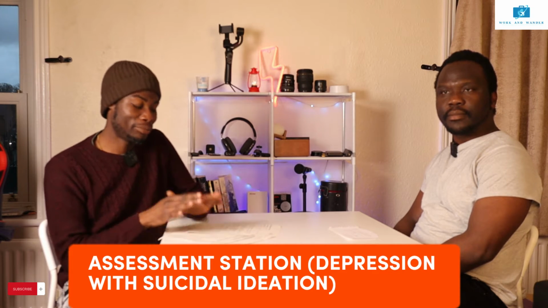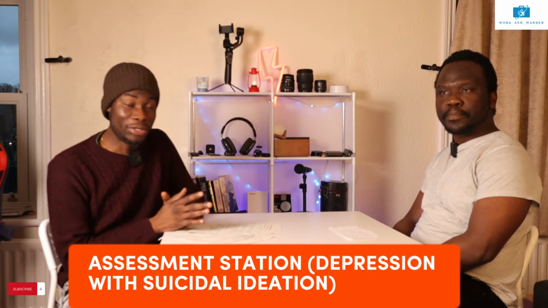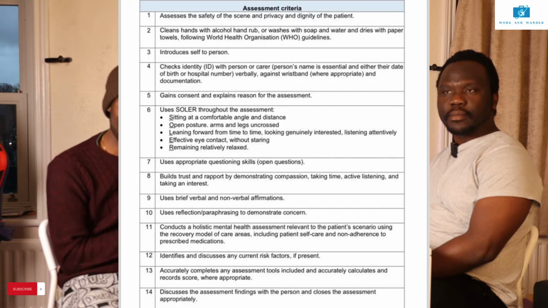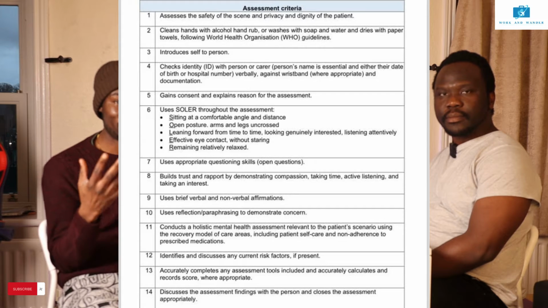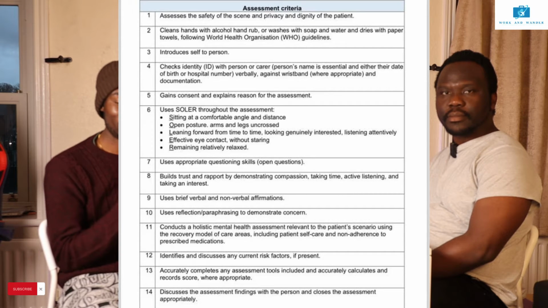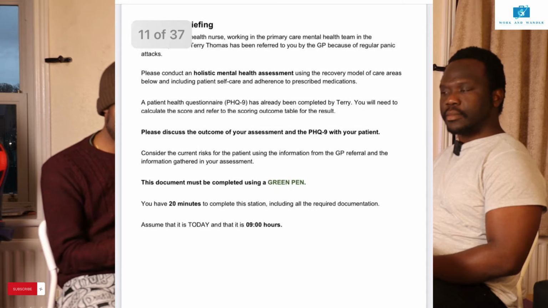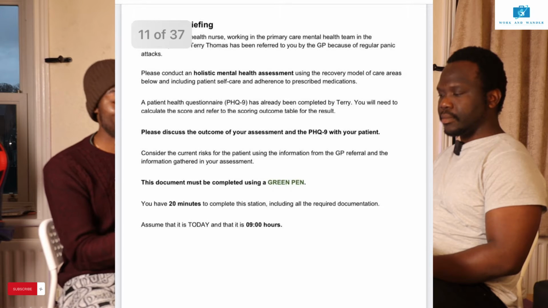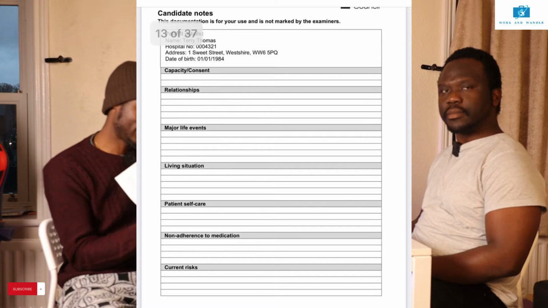But today we'll be tackling depression with suicidal ideation, and we'll be using the marking criteria as provided by the NMC, our own understanding of the marking criteria. That's what we are going to use to demonstrate to you how the assessment is done when it comes to depression with suicidal ideation. As you already know, we would have one of the sheets which is going to be the scenario. We are also going to have one of them which is going to be the student notes, which you put your notes on it, but it's not marked anyway.